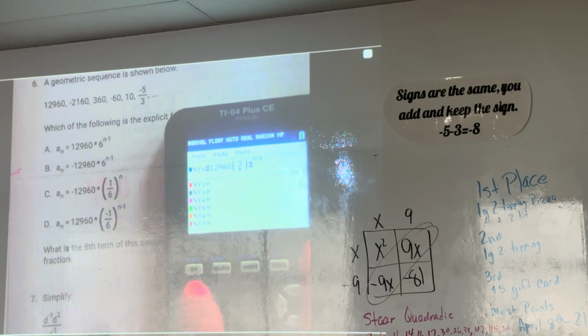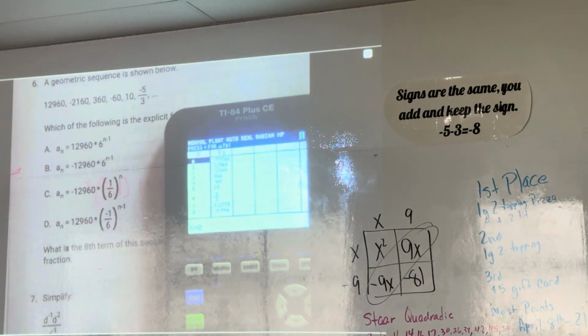Spencer, what did you get? I ended up with a set notation, not brackets. It stays on 0. Oh wait, it's because of the start. Okay, does it work? No? Mine works. Oh, mine worked. Okay. So you don't start at 0, you start at 1. So your first term is 12,960.